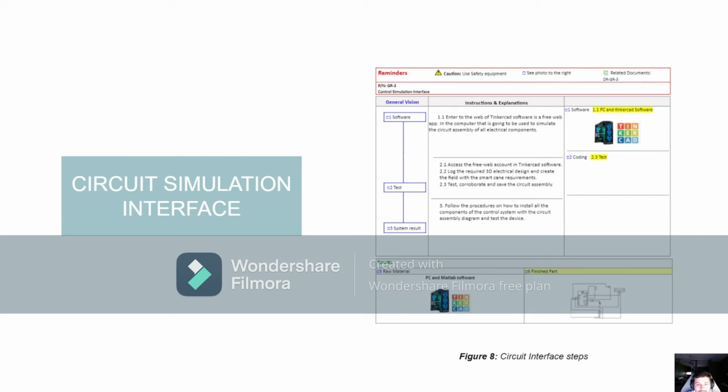Access the free web account in Tinkercad software, log the required 3D electrical design, and create the field with the smart key requirement. At the same time, test, corroborate, and save the circuit assembly and the system result. Follow the procedure on how to install all the components of the control system with the system assembly diagram to test the device.